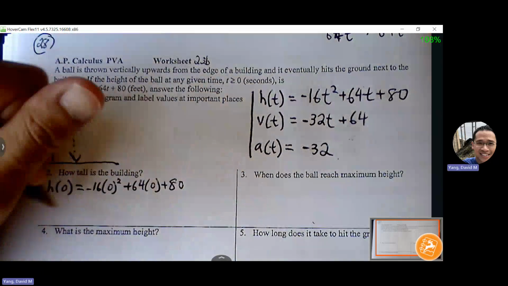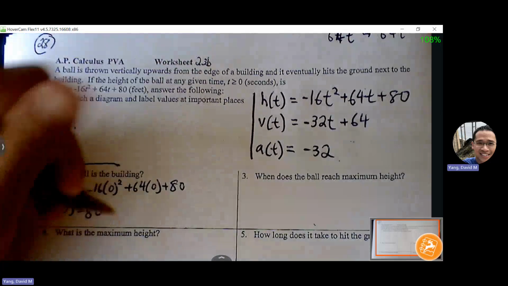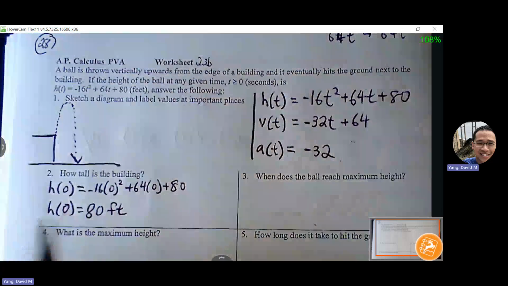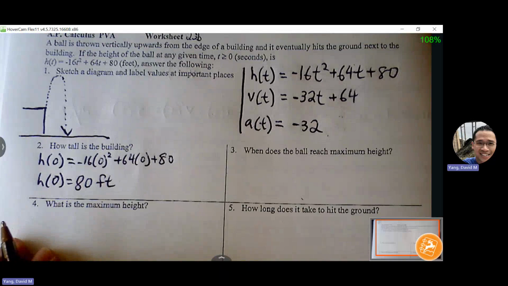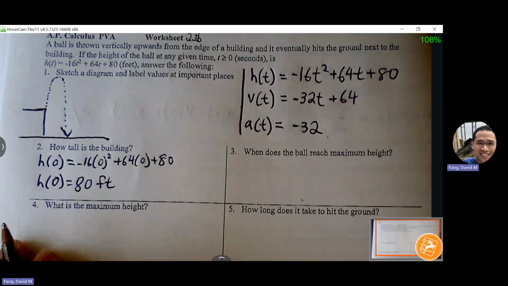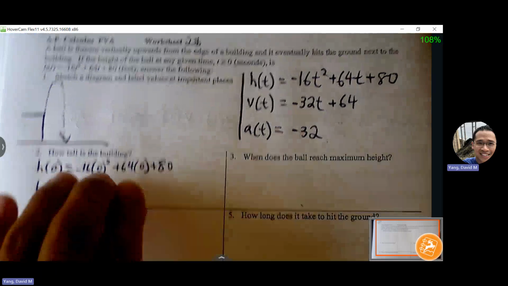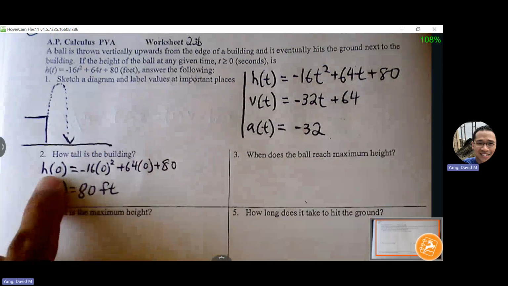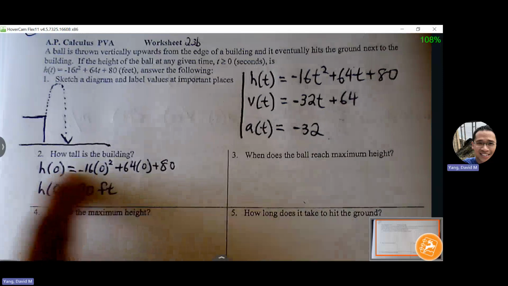Which is what? 80. So h of 0 is 80. That means at time t equals 0, this ball is starting 80 feet off the ground. Can you just see that the 80 is a constant? Yeah. So I just want to show that this is a good setup for later. Let's say I want to figure out how tall the building is 2 seconds after, then we would use this equation to plug in.